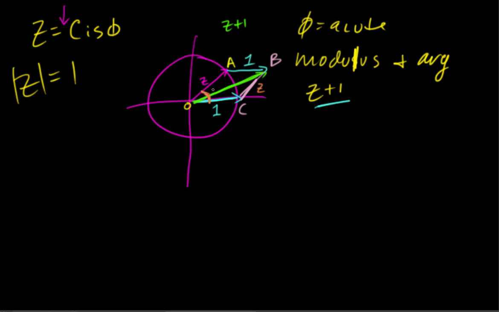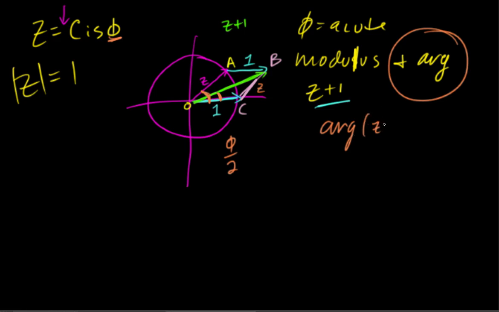Now we know the original angle was phi, and because on a rhombus the diagonals bisect the angles, we know that this is going to be phi over 2. And so that actually answers the argument question. So argument of z plus 1 is equal to phi over 2.